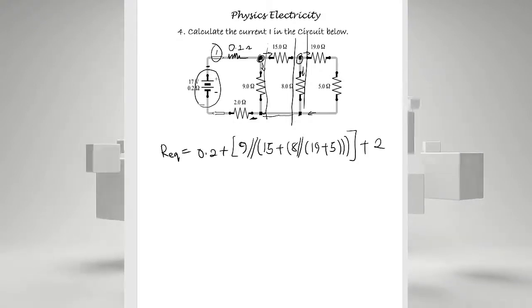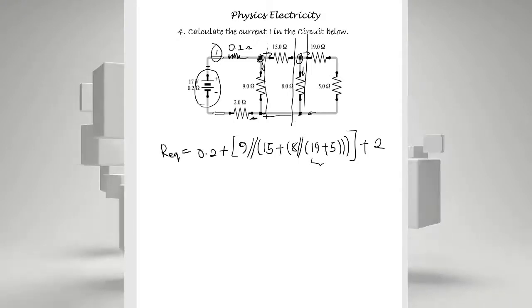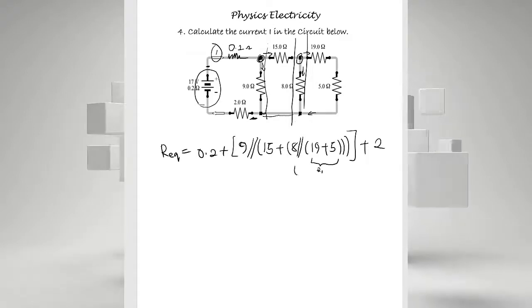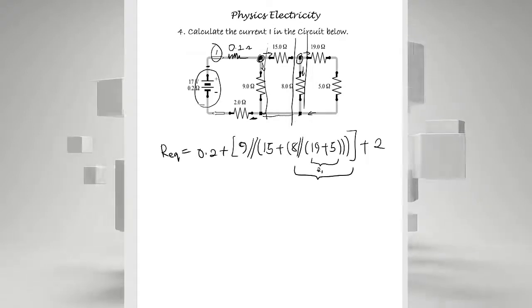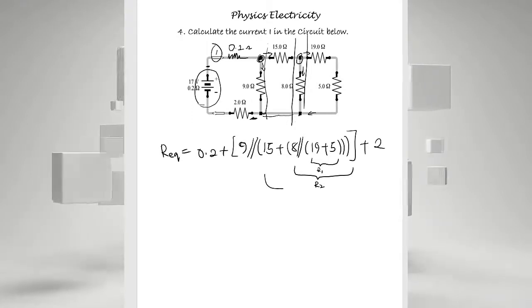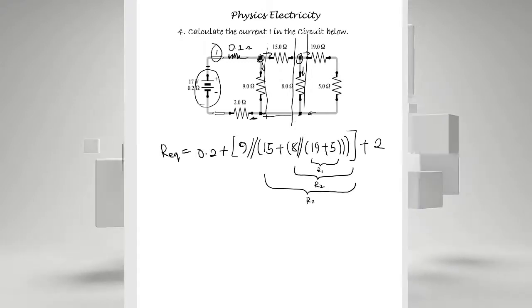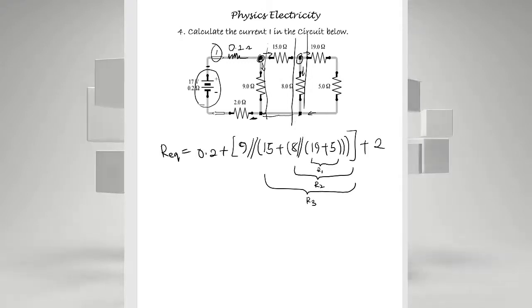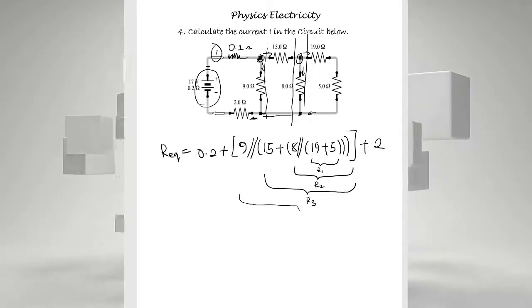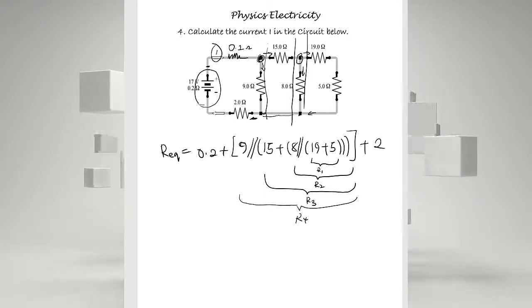I would like to label my internal brackets. I'll call that R1. From this side, the 8 in parallel to the rest of the circuit, let me call that R2. And then 15 in series to the rest of the circuit, let me call it R3. And then 9 in parallel to the remainder of the circuit, R4. So let us label ours like that. When we are working, we make our work neat.